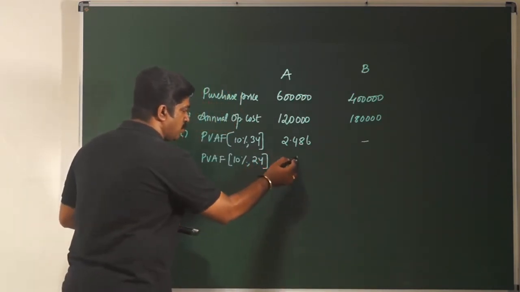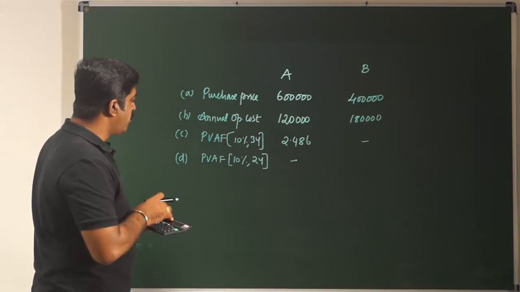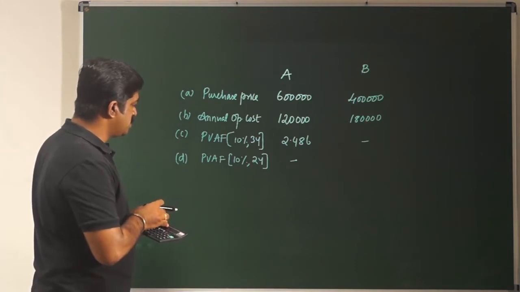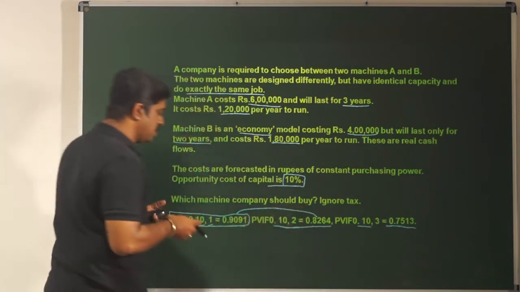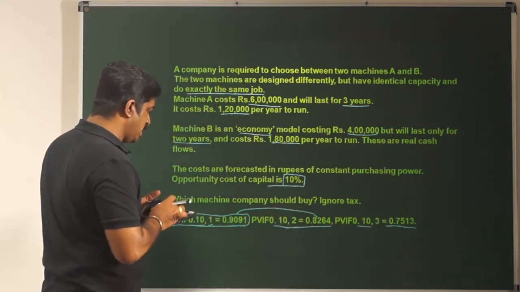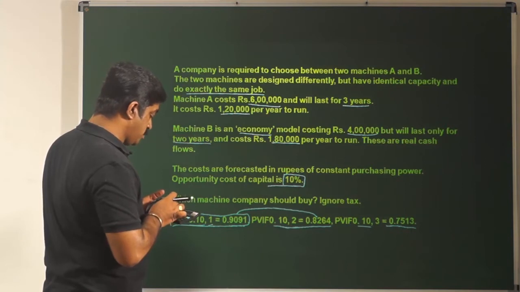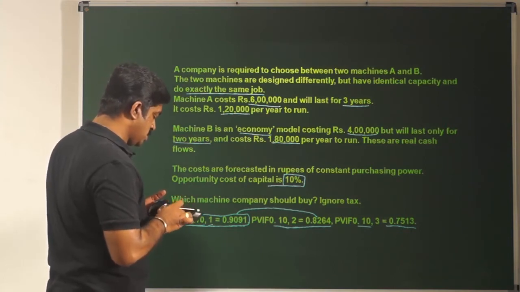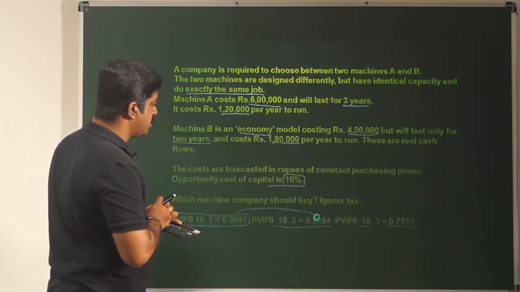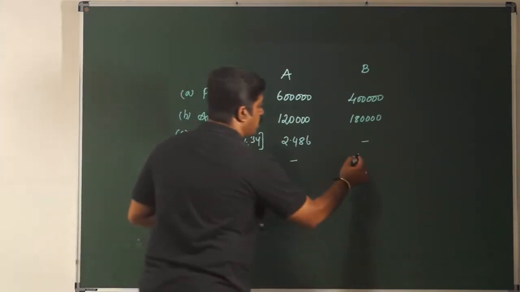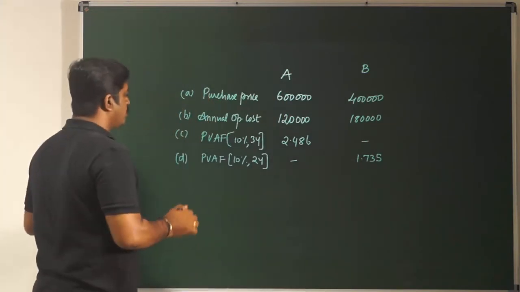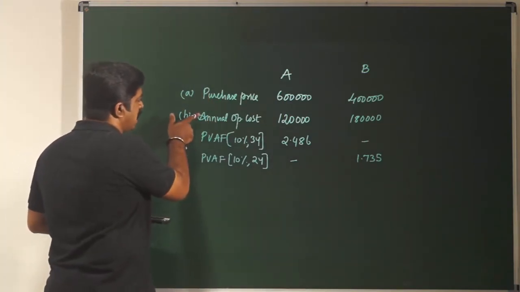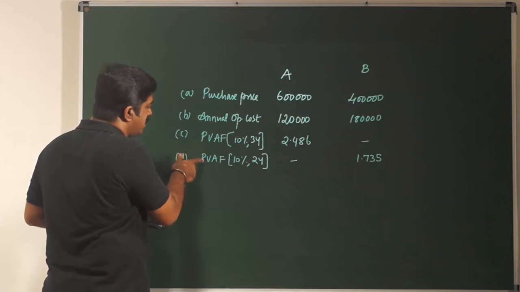So let me exclude project A. PVAF for 2 years. Let me go back to the question. I should add these two, 0.909 and 0.826. So I get 1.735. So here I will have it as 1.735. So now what should I do? I should multiply this annual operating cost with relevant PVAF.